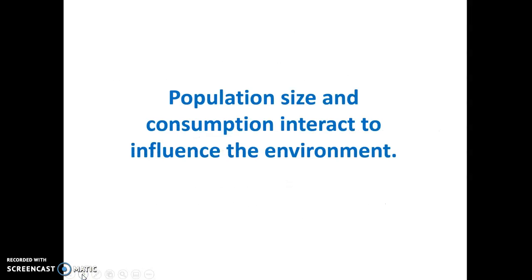Okay, so this is the heart of this chapter. Human population size and consumption interact together to impact or influence the environment. That's really a bottom line thing here. So you might have a country with a large population size but low consumption, but the large population size is impacting the environment. You might have a country with a medium to even low population size, but a high consumption rate, and that will influence its degree of influence or impact on the environment.